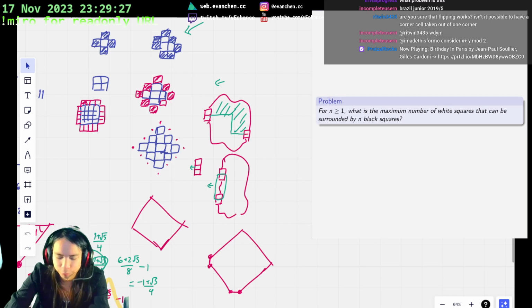This is Brazil Junior 2015-6. Sorry, I think I should put the source up. Or, not 20. What year is it? 2019-5.